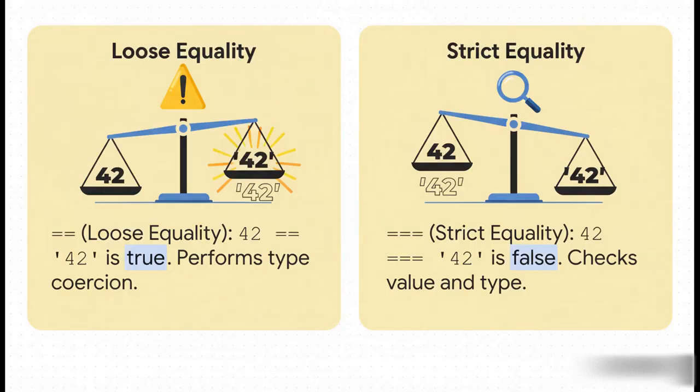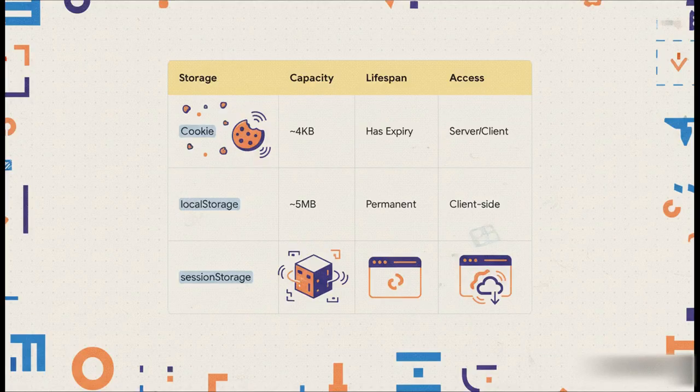First one, double equals versus triple equals. This is an easy win. Just remember this. Double equals is the loose one. It tries to be helpful by changing types for you, what we call type coercion, which almost always leads to confusing bugs. Triple equals is strict. It checks if the value and the type are the same. Simple rule of thumb for your career and the interview, just always use triple equals. End of story.